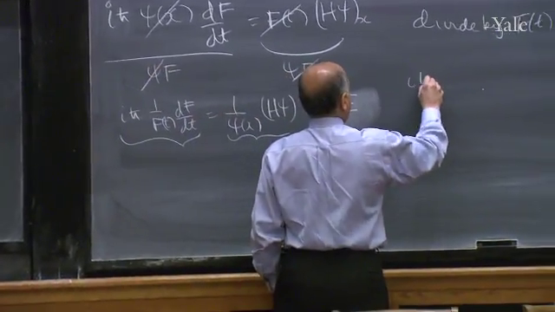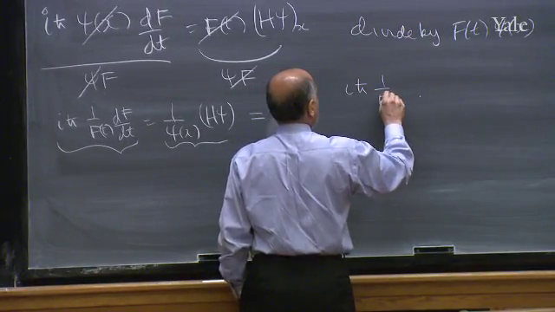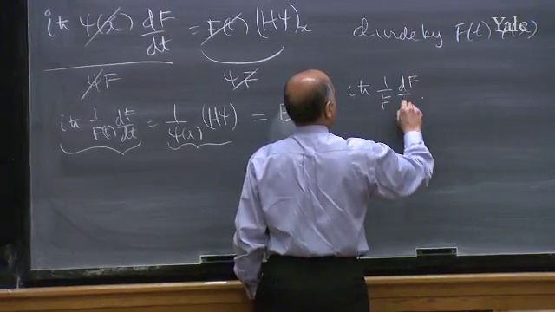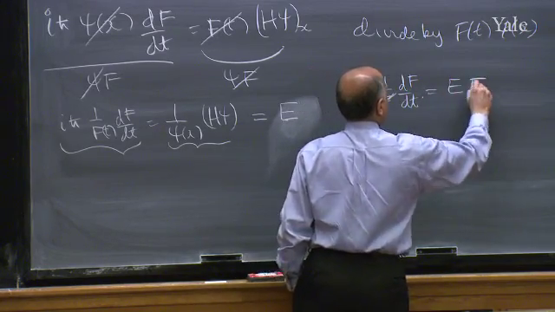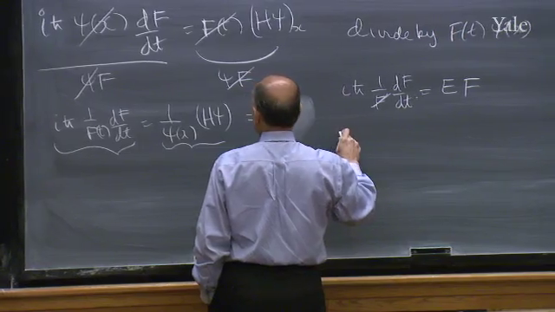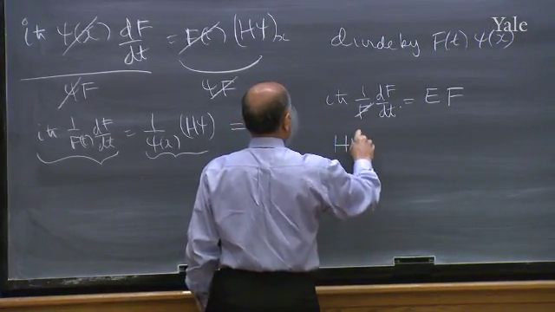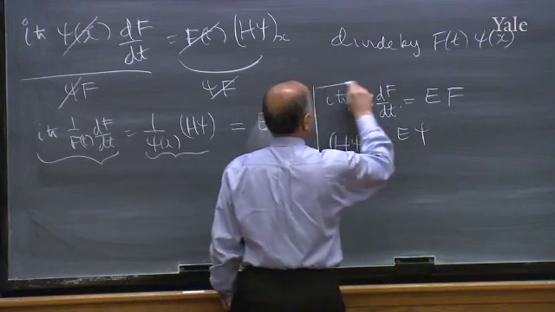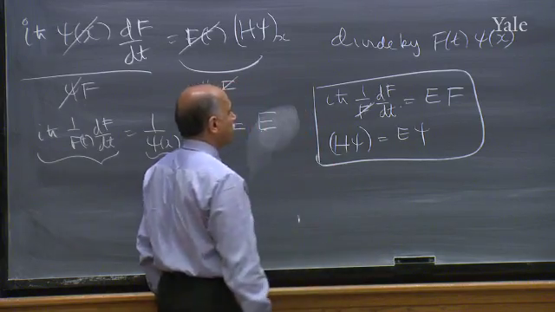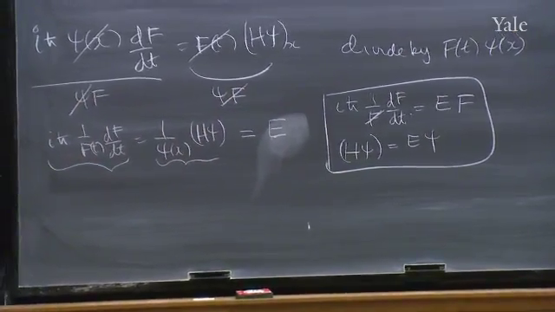So one of them says i h bar (1 over F) dF/dt equals E. So let me bring the F here. The other one says H psi is equal to E psi. These two equations, if you solve them, will give you the solution you're looking for.